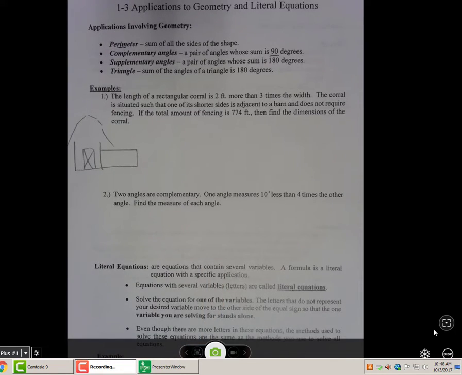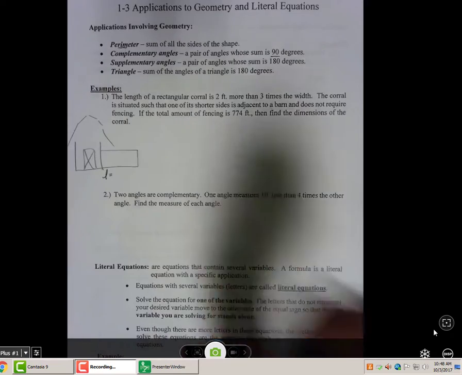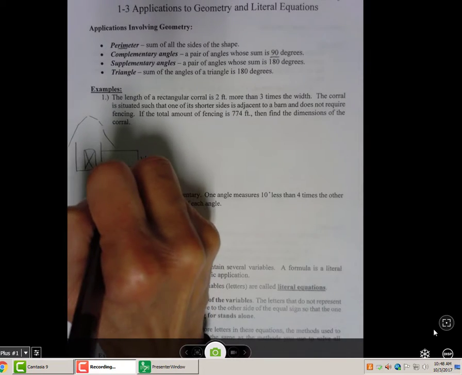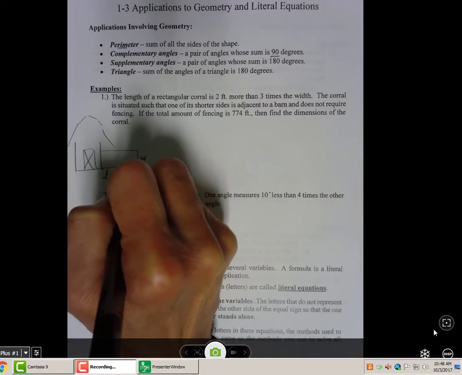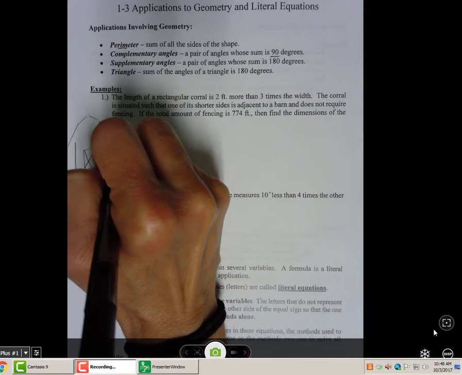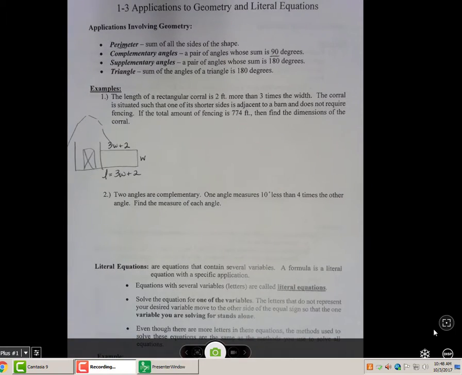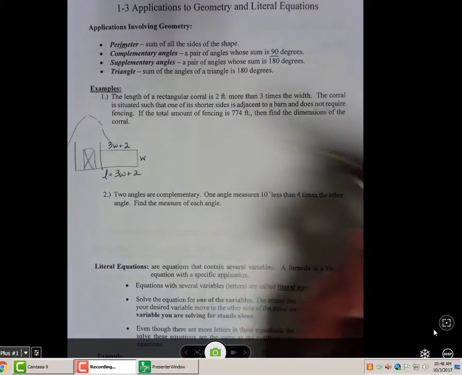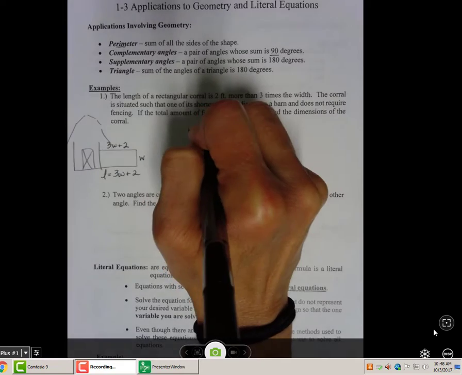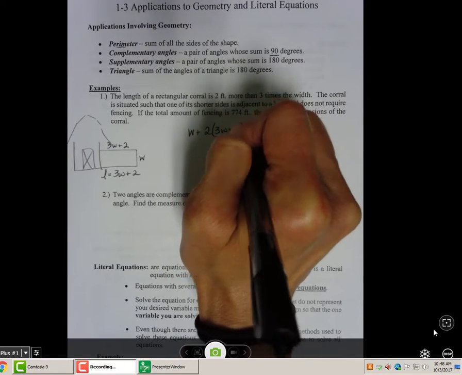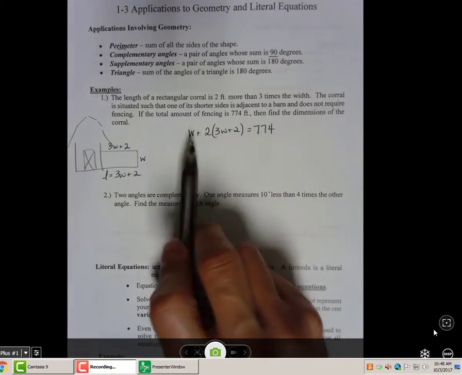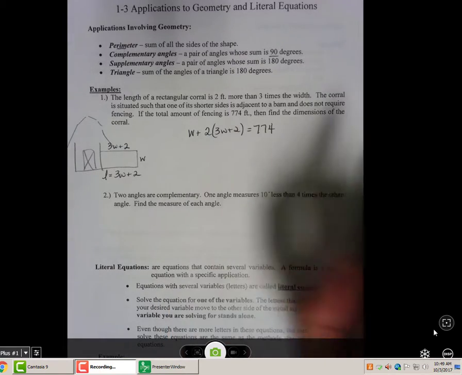Okay, so we know the length is 2 more than 3 times the width. So we'll call this the width, or W, and then this would be 3 times the width plus 2. Okay, and so now this other side here would also have the same length. It does tell us the shorter side is adjacent to the barn, so we don't need to cover that one. All right, so we know that W plus 2 of 3W plus 2 is equal to 774. And again, you could do it either way. You could do this plus 2 of them separately, or 2 times them.